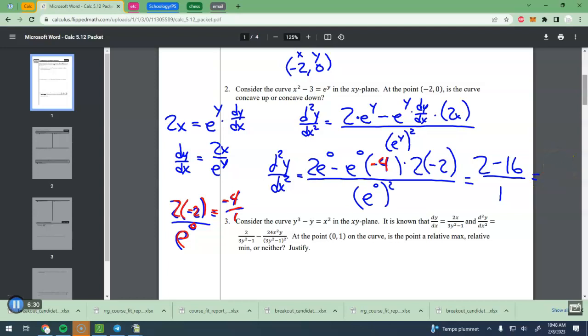So again, I don't really care about the number that much. I care about the sign of it, that it's negative. So at (-2, 0), the curve is concave down. And if you were asked to justify it, you would say since the second derivative is negative. And if you want to get more specific, you can say at (-2, 0), like what was being asked.